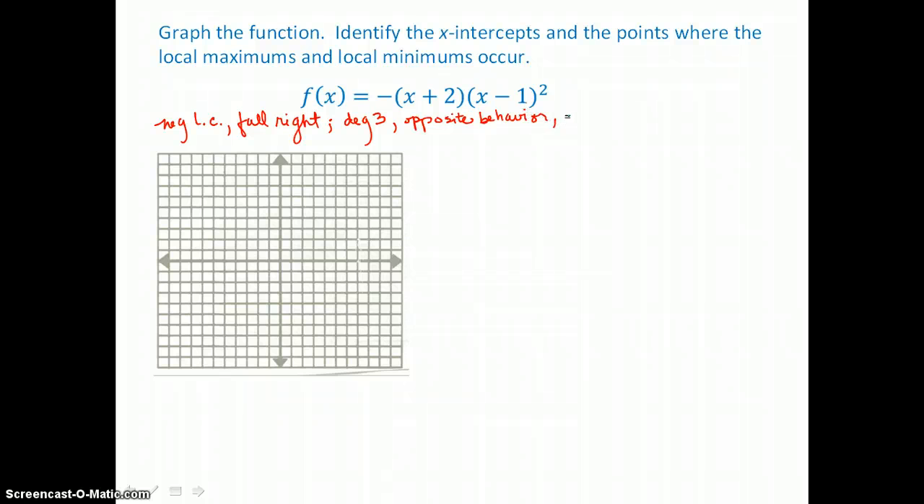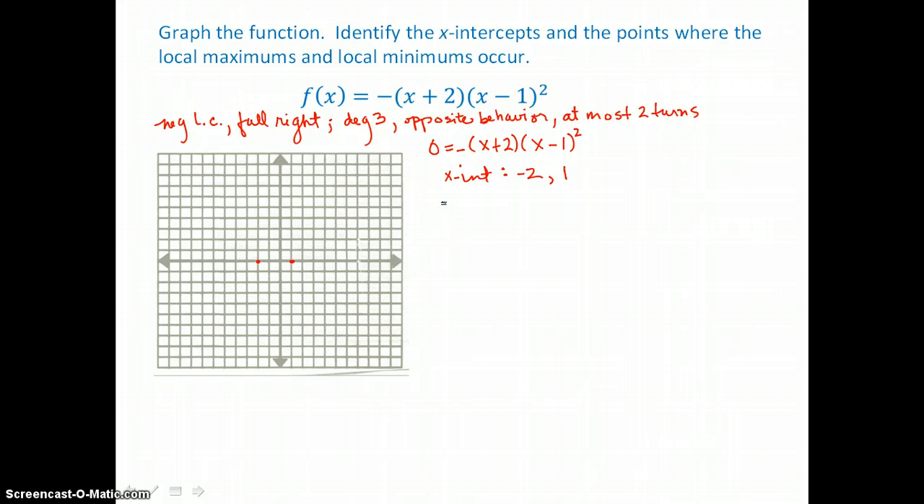Also, it's going to tell me that this curve has at most two turns, the degree minus 1. So at most two turns is what I can expect. Now to begin graphing, let's find those x-intercepts. We'll let y equal 0 and solve for x using the zero product property. When we do that, we find that those x-intercepts are -2 and +1. So I can graph those, -2 and +1.